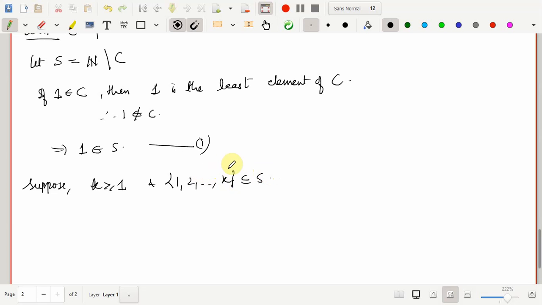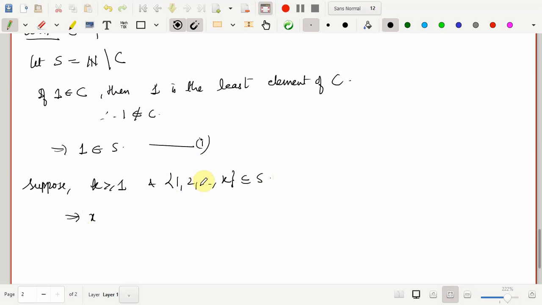Okay, so once I say that all this 1 till k is an element of S, then definitely it is not a part of C. So none of these elements will be a part of C. So this implies that no element, that is 1, 2 till k, is a part of C. So I can say that x does not belong to C for x equal to 1, 2 till k.